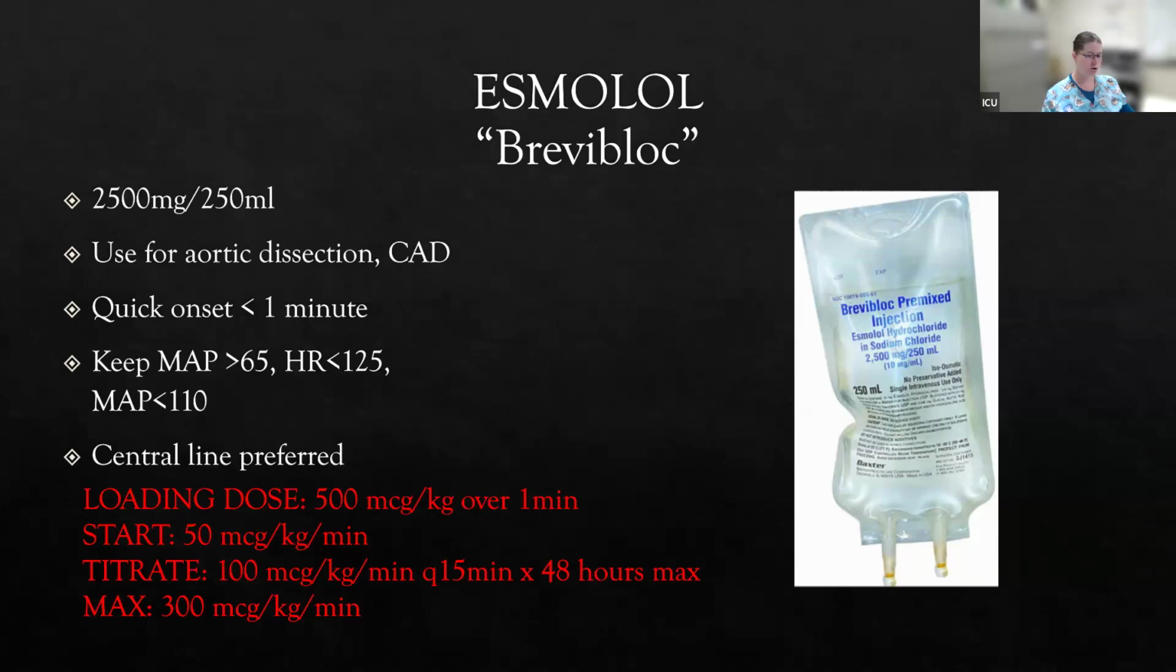And then you're going to start it after that at 50 mics per kilo per minute, titrate by 100 mics per kilo per minute every 15 minutes for 48 hours max. And the max dose is 300. So again, with any of these drugs that are continuous IV infusions for a high blood pressure, you want to get the blood pressure down, load them up with all the PO stuff, maybe transdermal, and then wean the drip off.